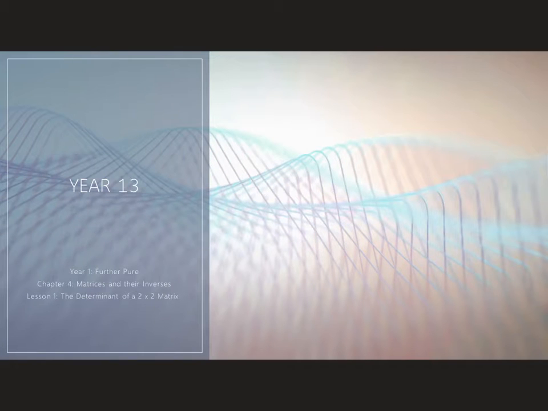Year 1 Further Pure, Chapter 4 Matrices and Their Inverses, Lesson 1 The Determinant of a 2 by 2 Matrix. So let's consider a 2 by 2 matrix which we will call M. And M is going to be the matrix A, B, C, D, going across the rows like that.